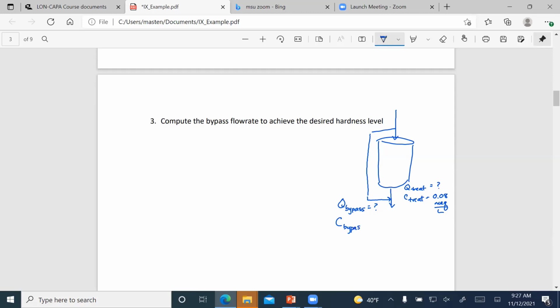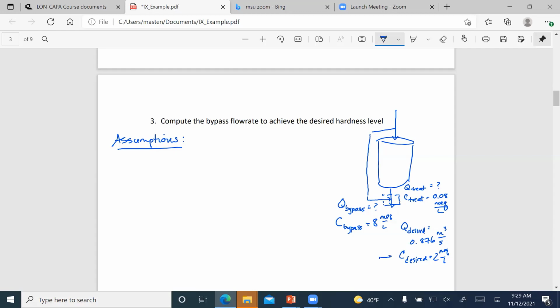C bypass is equal to 8 milliequivalents per liter. And then Q desired is that value that we were given to begin with, 0.876 meters cubed per second. And the desired concentration is 2 milliequivalents per liter. So we can write a mass balance. We need to make some assumptions. We're looking at the mass balance right here. What assumptions do we want to make?